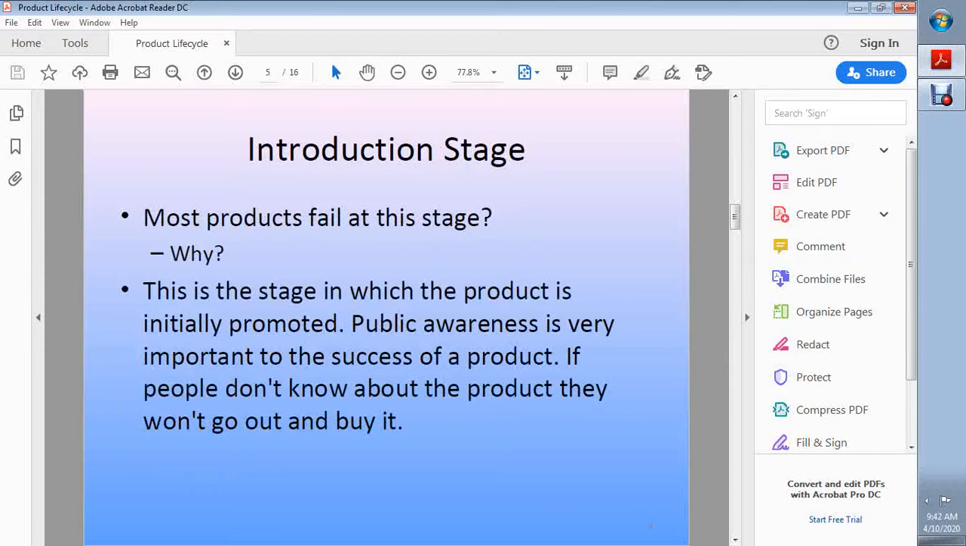Introduction stage. This is the first stage of the product life cycle. Most products fail at this stage. Why? This is the stage in which the product is initially promoted. Public awareness is very important to the success of the product. If people don't know what the product is, they won't go out and buy it.